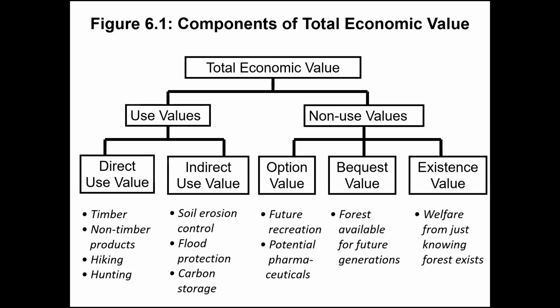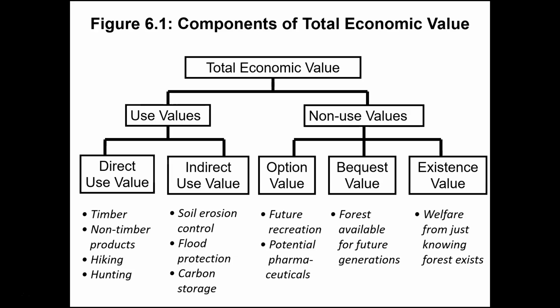And then there's the bequest value, which is similar, but in this case, it's not that I care about using it later, but I like that it's there in case my kids or grandkids want to use it. So I get value out of knowing that this resource will be available for future generations. And then the third one is just existence value. So I may not use it, my kids may not use it, but just the idea that it's there brings value to me. I like knowing that the forests exist in the world, whether I ever go for a walk or go hunting or go use the forest ever at all. I get some value just from knowing that they exist.